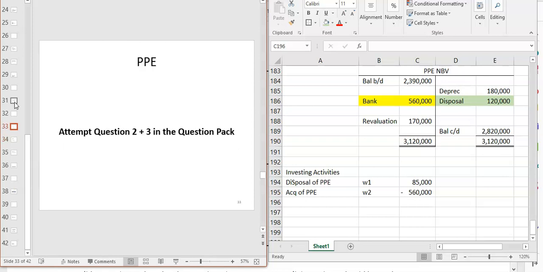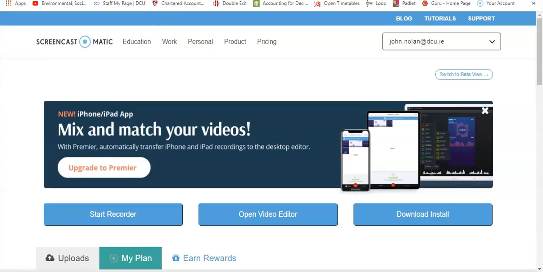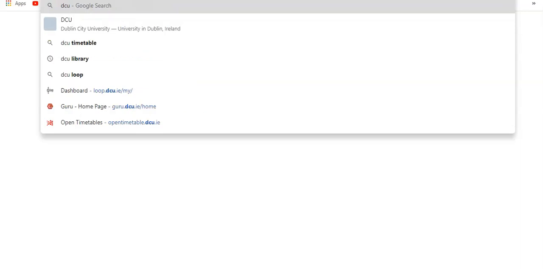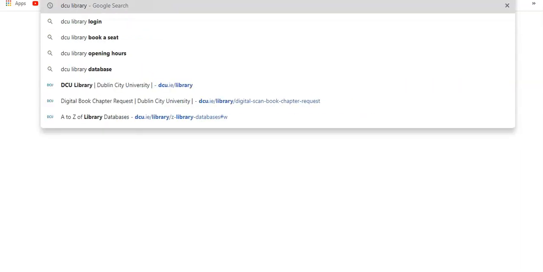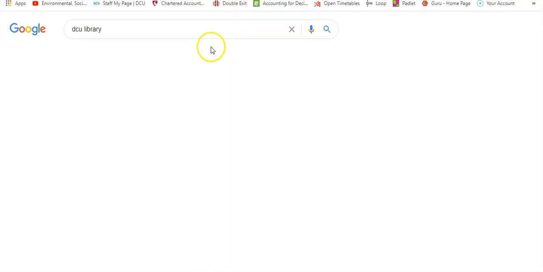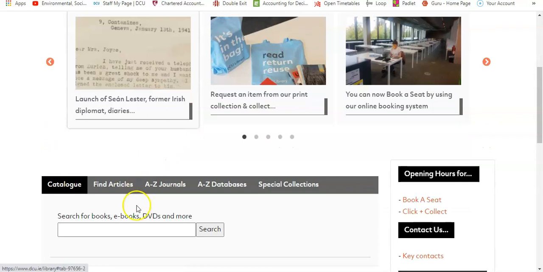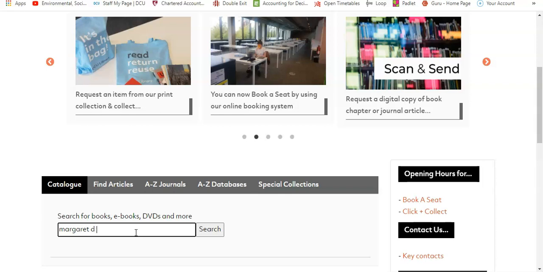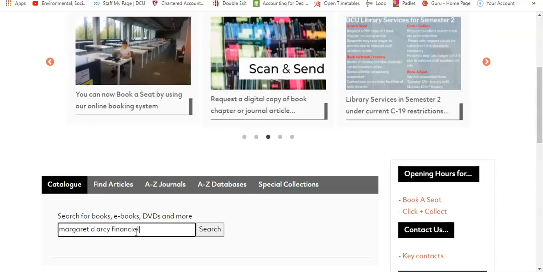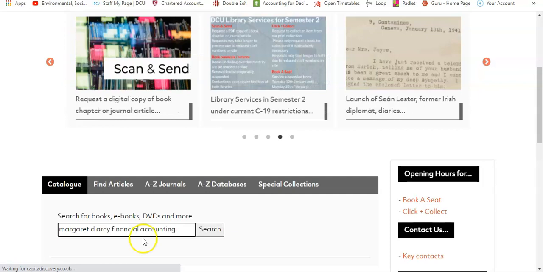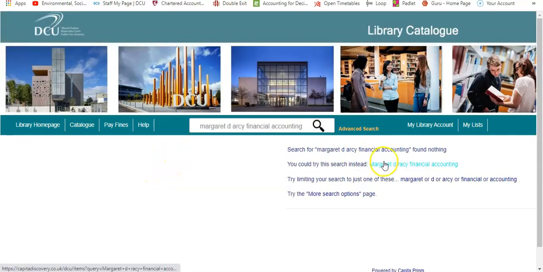So the other thing I want you to look at is go now and look at the AF1 text, the Margaret Darcy textbook. That is here, for example, and we look at DCU Library. Right, so you go to DCU Library, and if you look for this textbook, it's a very good chapter. We look at, you can say Margaret Darcy, and financial accounting. Just make sure it comes up. I'll just take out Darcy because that might throw it. Just put in Margaret, financial accounting.